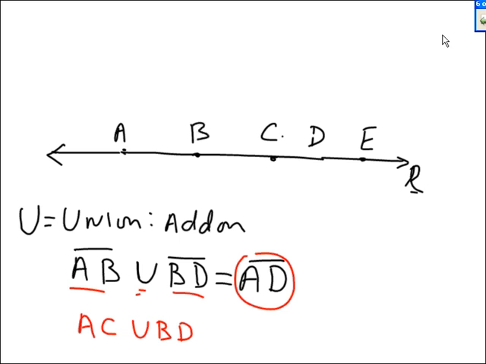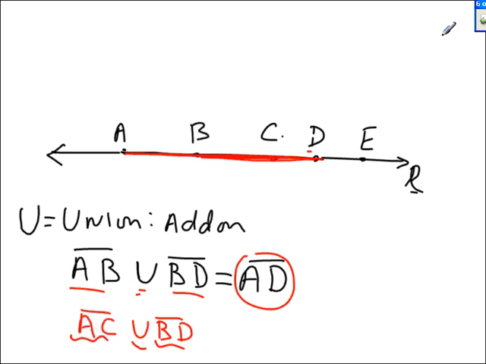Okay, B, C, and D. So we have AC. Oh, sorry, we're going to union those two line segments. So here is AC, and then I'm going to add on BD, from B to D. Okay, add it on. So it turns out that BC got added on twice. We don't care. We still get from A to D.